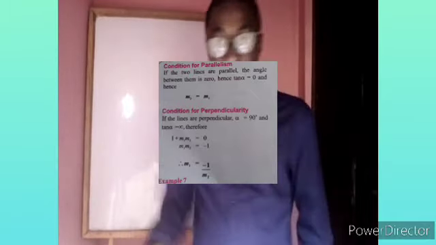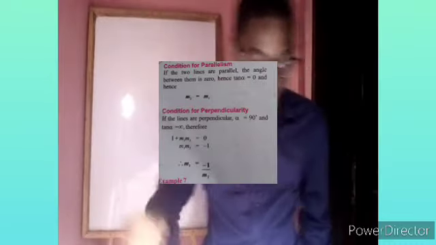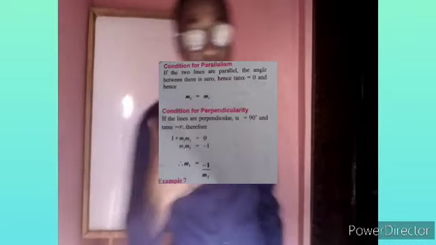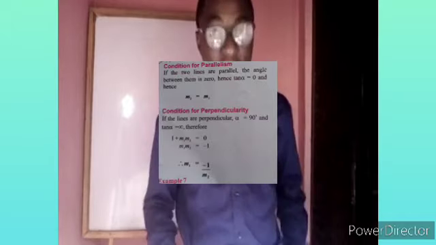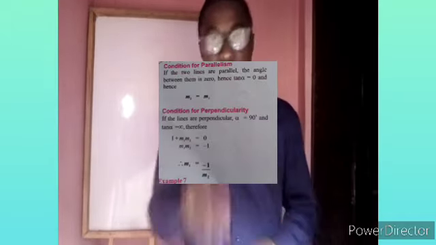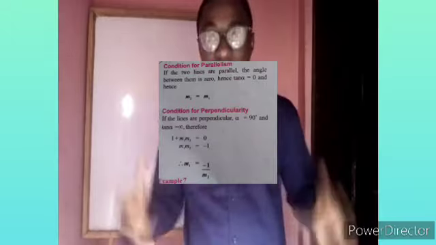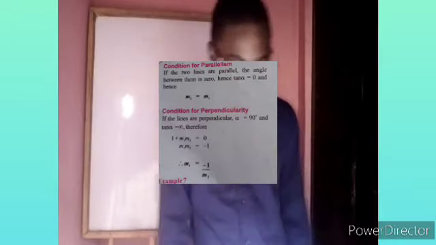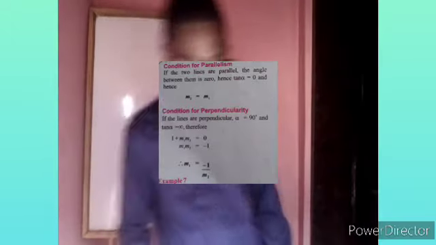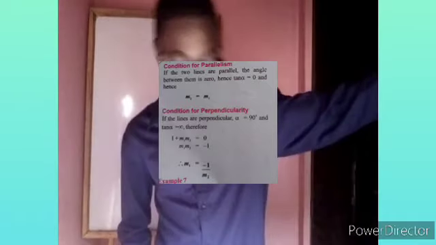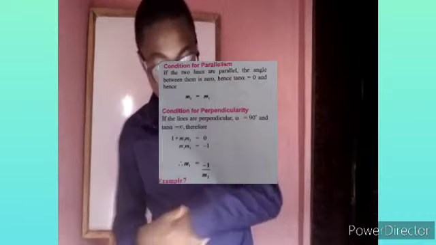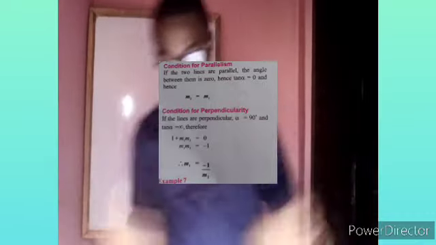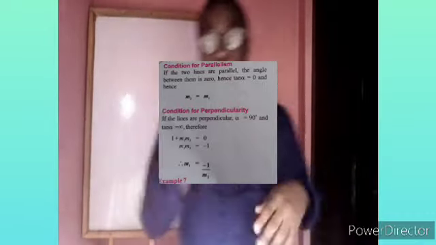But if you're talking about perpendicularity, you are plugging in a value of 1. Why? Because when you talk about perpendicularity, you're talking about a right angle, right? So the angle is 90 degrees, and the tan of 90 degrees is actually infinity. So that's 1 over 0. When you compare, you get 1 plus m2 m1 equals 0, and at the end of the day, you have m1 equals minus 1 over m2.